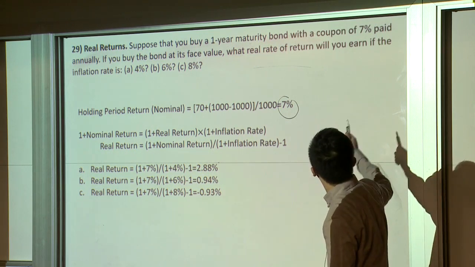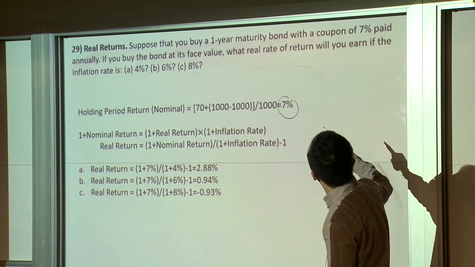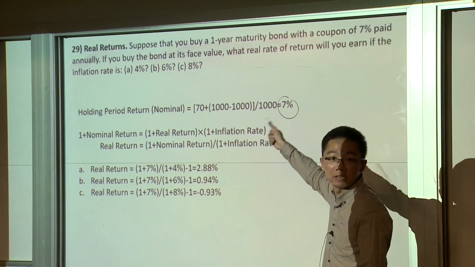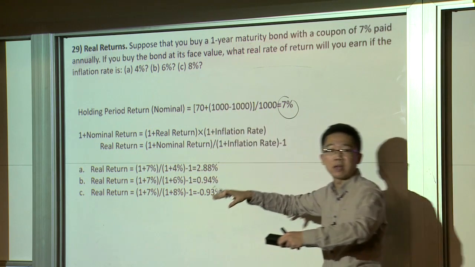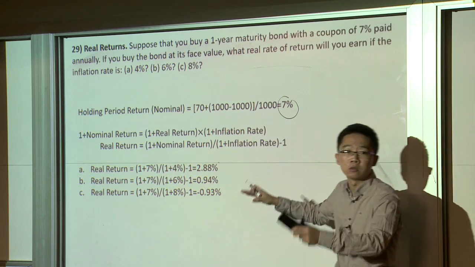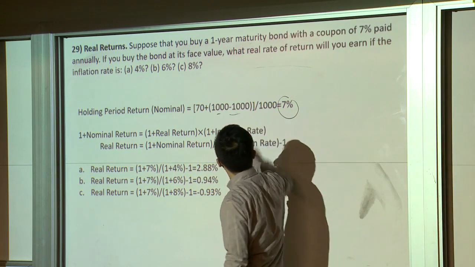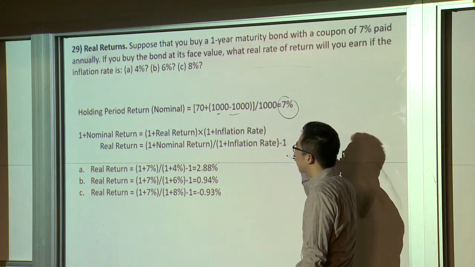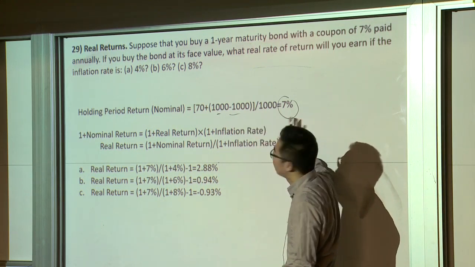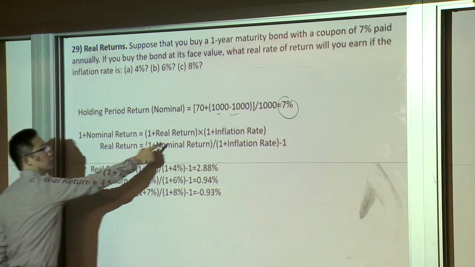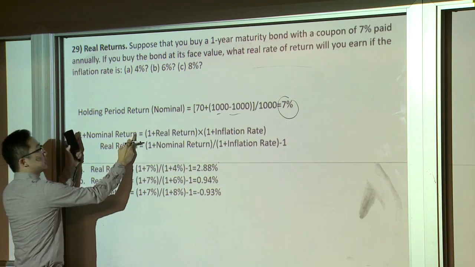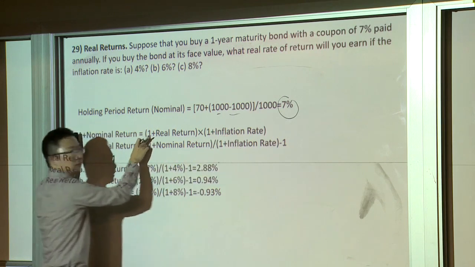Is it right? Yeah, so the yield to maturity is 7%, because it's face value, right? It stays that you buy it at 1,000, and it stays at 1,000 during your holding period. So 1,000 minus 1,000, 7% holding period return. But it's nominal. We need to get the real rate of return. So the real rate of return is equal to this divided by that term, minus 1.